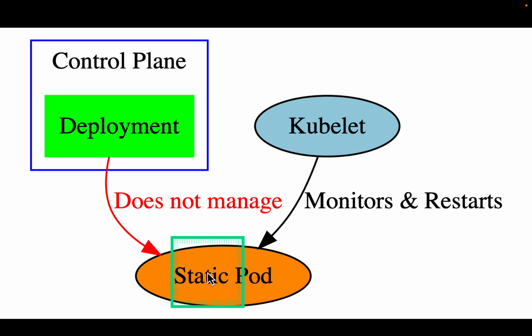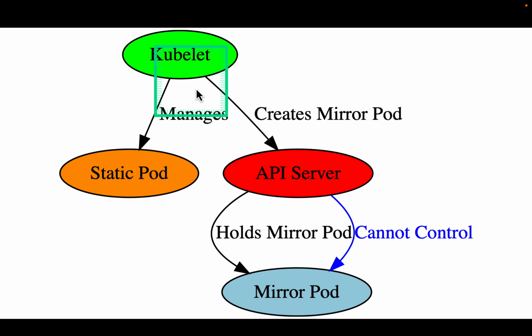The important point is that's why we call it a static pod. We don't call it a static deployment or static replica set, stateful set or static daemon set. So this is just a pod. Even the YAML will have pod configuration only. So you have the kubelet, which manages the static pod, and it will create a mirror pod so that you can just view it, but you cannot control it.